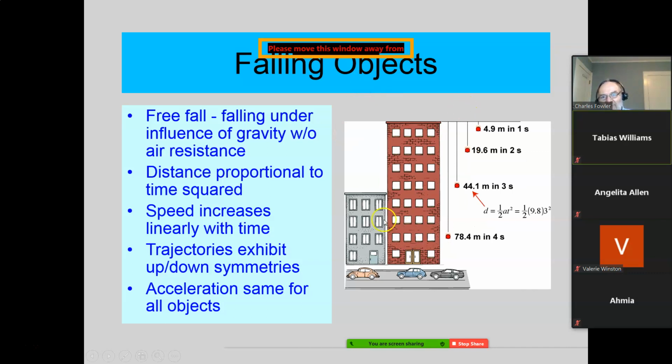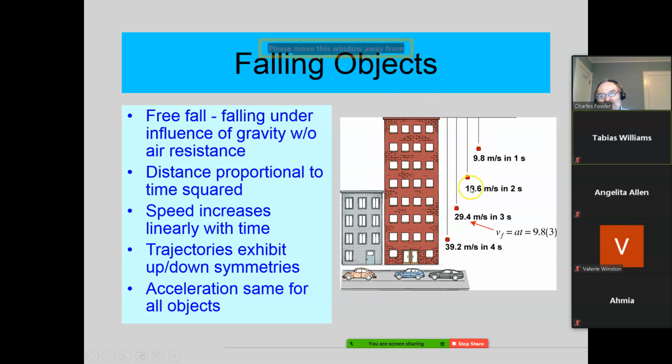This illustration shows that distance is proportional to time squared. You double the time, you quadruple the distance. Triple the time, you get 9 times the distance. Quadruple the time, 16 times the distance. Okay, so distance is proportional to time squared, but speed varies linearly with time. Speed is equal to AT, direct proportion there to time to the first power. So you just multiply 9.8 meters per second squared, that's your acceleration, A or G, by 1, you get this one, by 2, you get that one, by 3, you get this one, and by 4, you get that one.